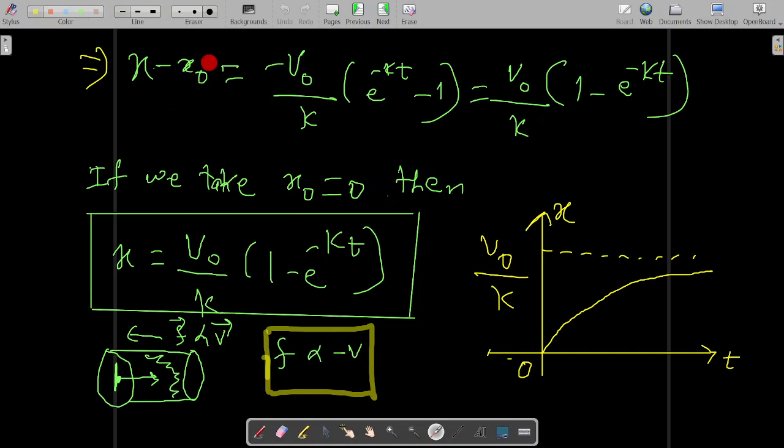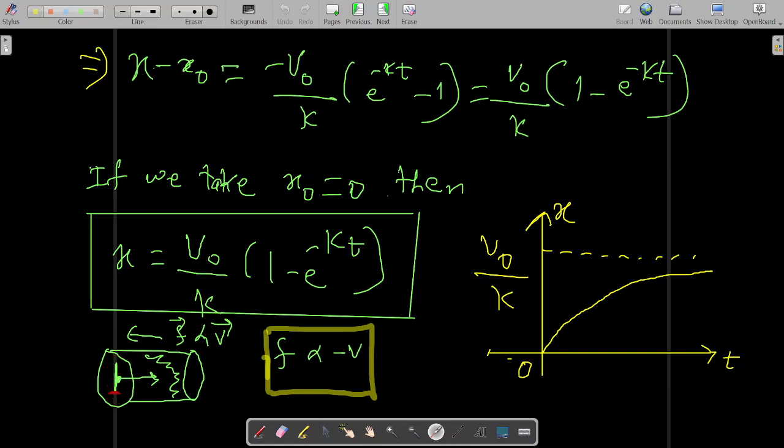This term will turn out to be 0. So as that term turns out to be 0, x equals v naught by k, 1 minus e to the power minus kt. Because at t equal to 0, your x naught is 0, because you have taken this point to be t equal to 0 and this point itself to be the origin from which you will measure the displacement. The coordinate axes have been situated over here, so your origin lies over here from where the object has started its motion, its journey.